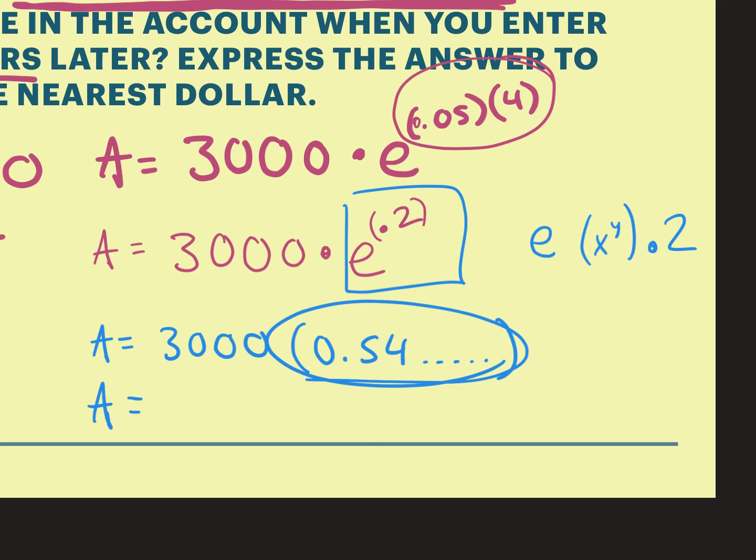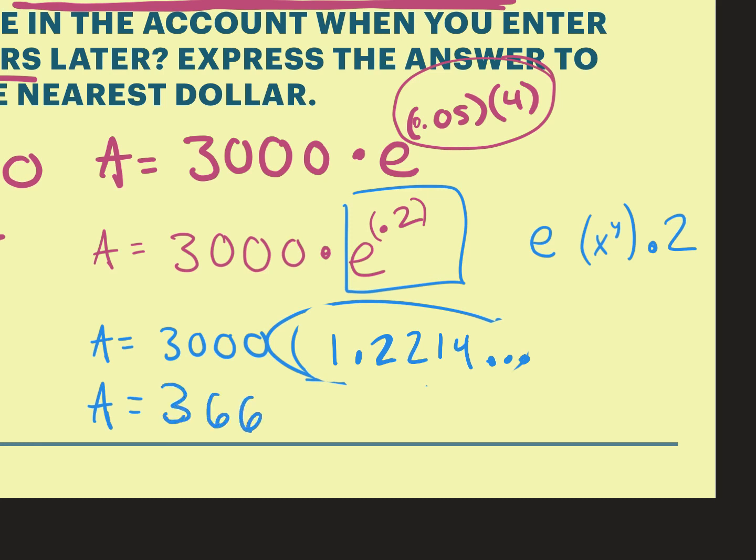Yeah, I think we're a little bit off here. So let's fix that. Our e raised to the 0.2 power. 1.221 sounds more accurate. Yeah, something like that. And then we can multiply this times 3,000. So we get 3,664.28 and some more decimals.